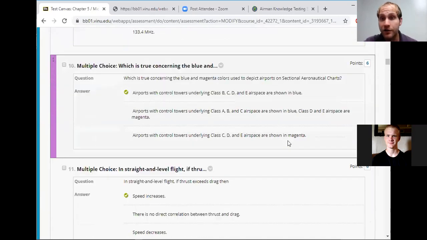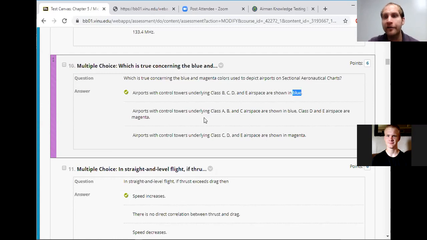Here's some more questions about the sectional chart. And unfortunately, I've seen several tests where we have students missing this question. So what is true concerning the blue and magenta colors used to depict the airports on the sectional aeronautical chart? The correct answer is that airports with control towers underlying Bravo, Charlie, Delta, and Echo airspace are shown in blue. That sounds kind of tricky. Let's make it a really simple statement. Airports that have a control tower are shown in blue. Blue airports have a control tower. Magenta airports are uncontrolled and they do not have a control tower.